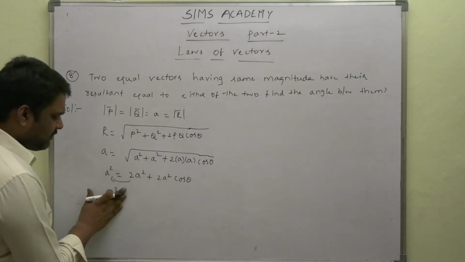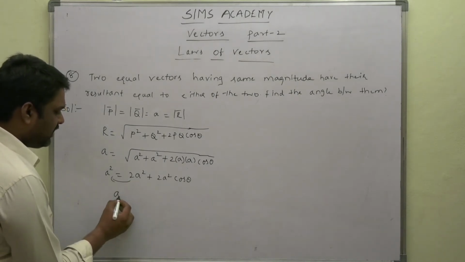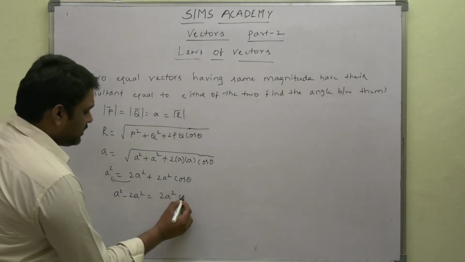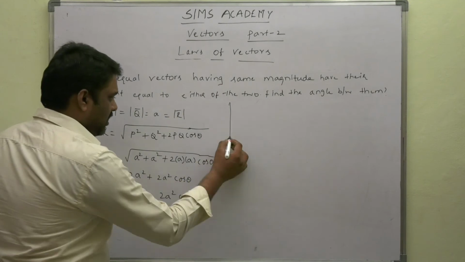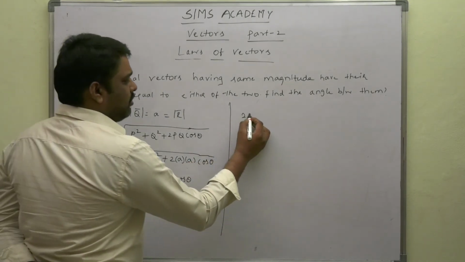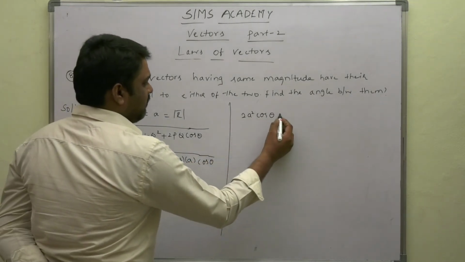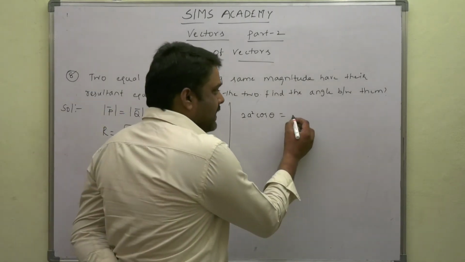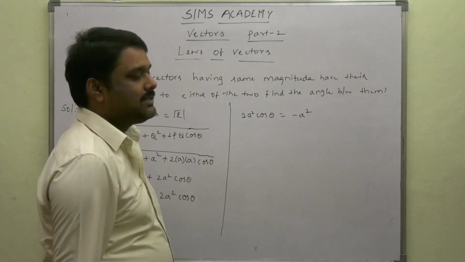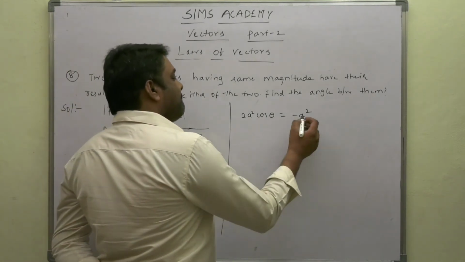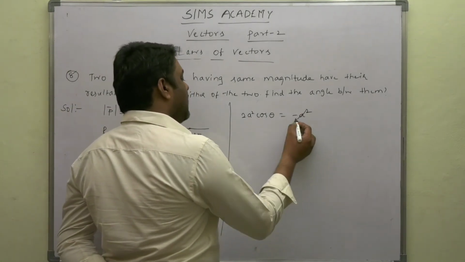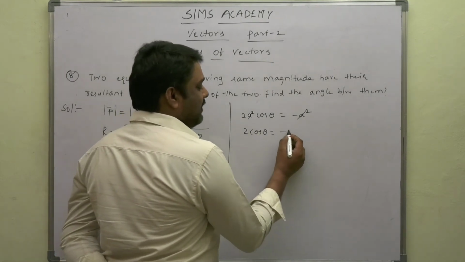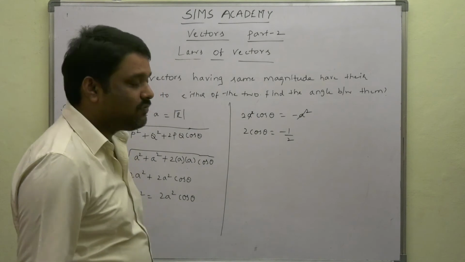Let us bring this A square to this side. Then we get A square minus 2A square equals 2A square cos theta, or 2A square cos theta equals A square minus 2A square, which is minus A square. Here A square gets cancelled. Now 2 cos theta equals minus 1, so cos theta equals minus 1 by 2.